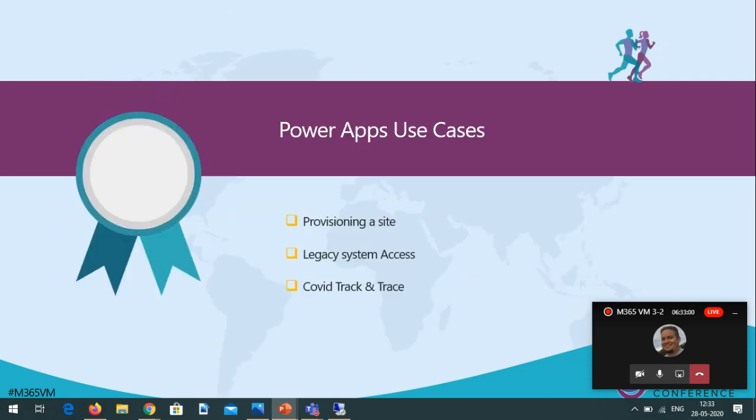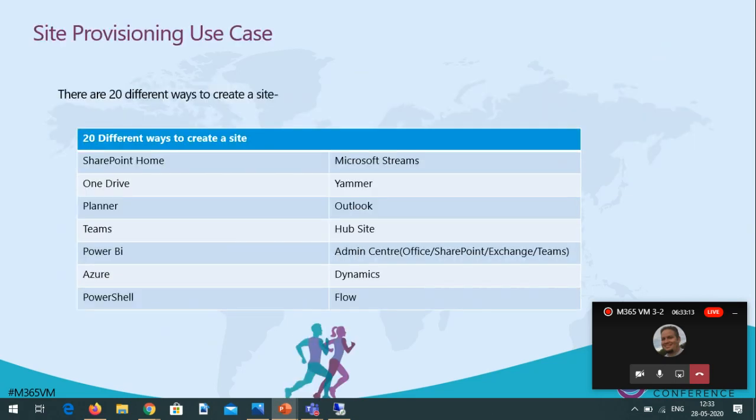So today I'm going to present 3 Power App use cases. One is provisioning a site. Second is legacy system access. Third is COVID-19 track and trace. Let us start with our first use case, that is site provisioning use case.